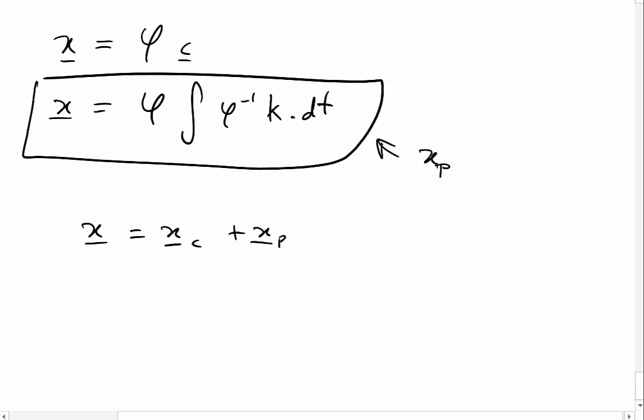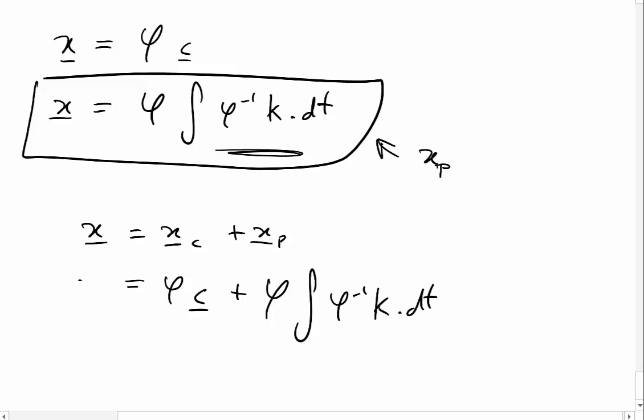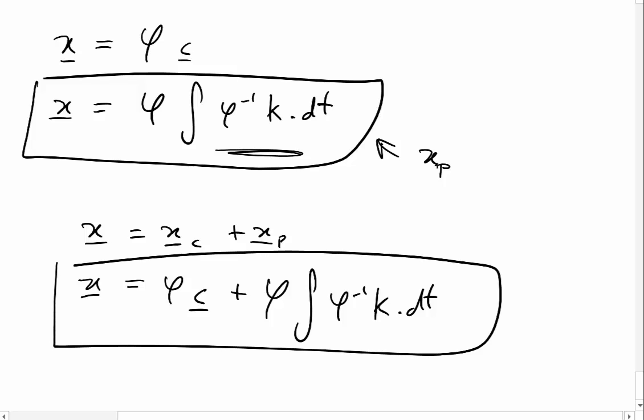Exactly the same idea as what we have with an nth order linear ODE. My complementary solution was phi c, if you remember. Oh, that's awkward. This little c down here is just a subscript, not my vector here, but I've used c as a constant vector. Perhaps my notation wasn't great there, but this is my constant vector. Plus my particular solution, which is what I've got written up here: phi times the integral of phi inverse k dt. So this is now what my general solution will look like.